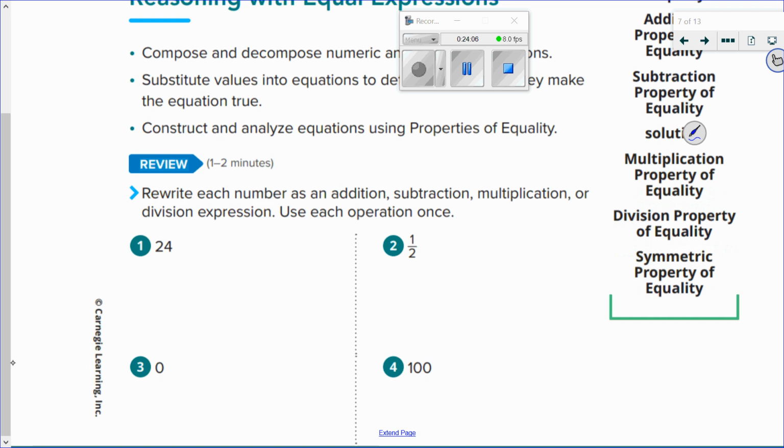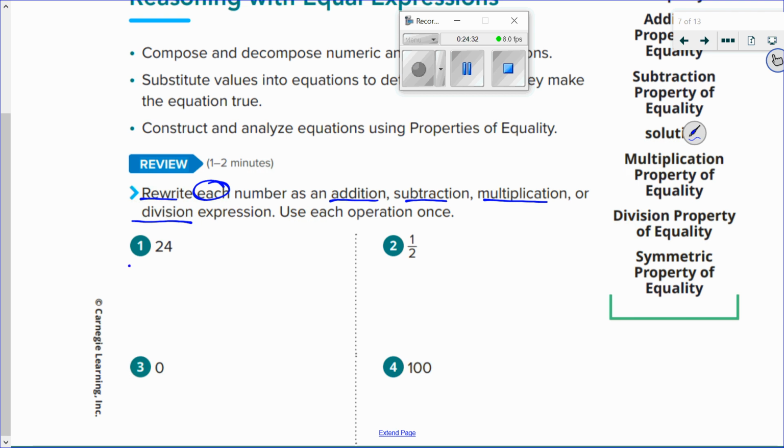Here is your task. Rewrite each number as an addition, subtraction, multiplication, or division expression. So rewrite all of these numbers using all of these operations. Okay? So I'll give you guys like 2 minutes to do all these. Okay, guys, I'm seeing a lot of confusion, so let me help you.